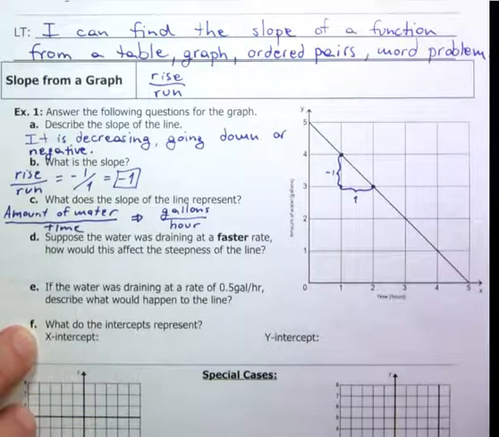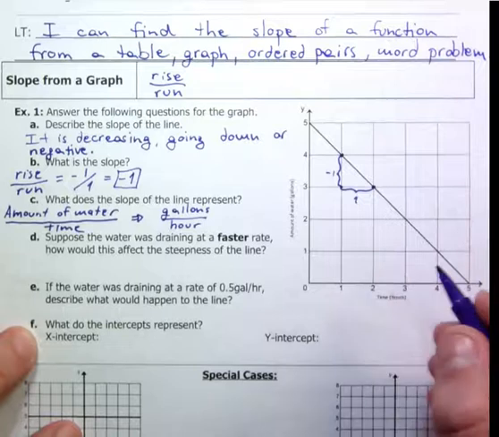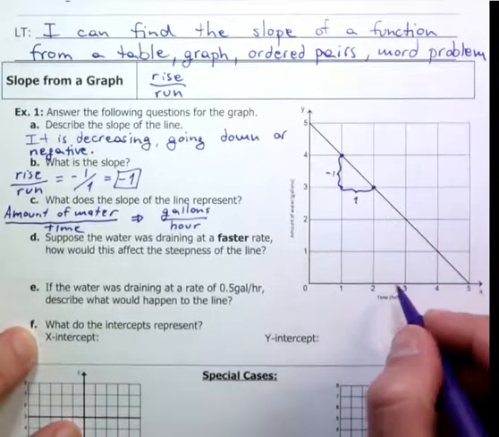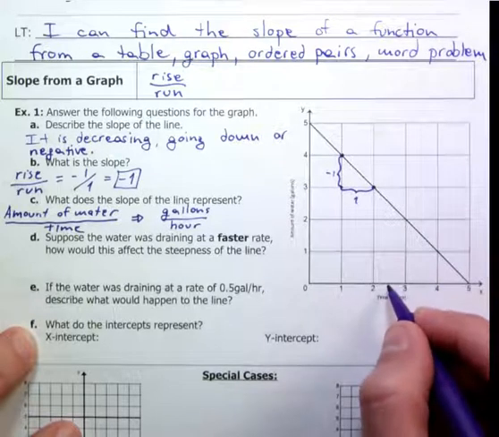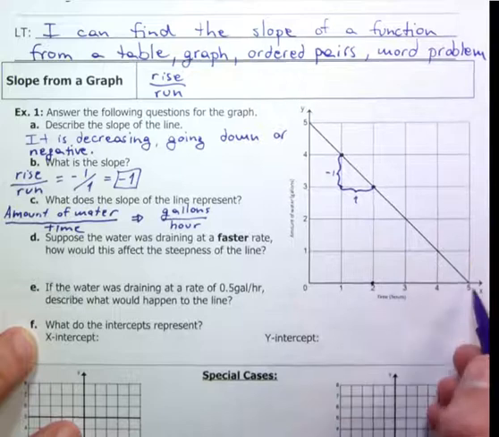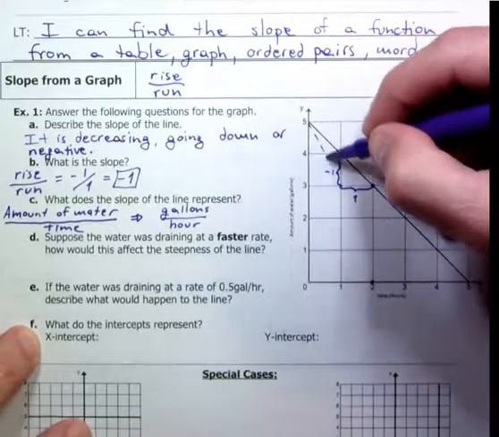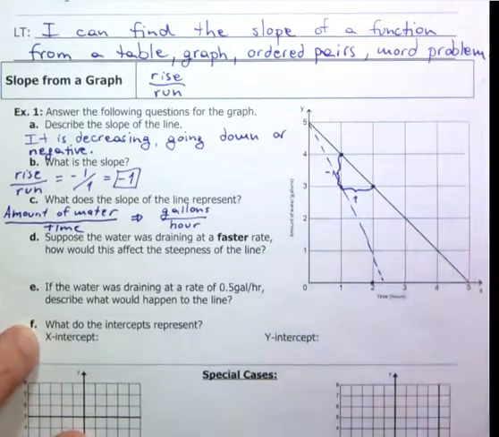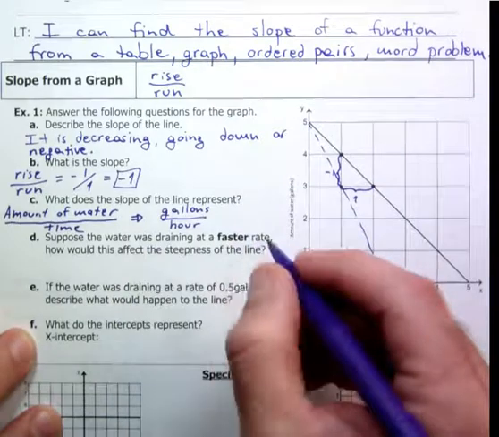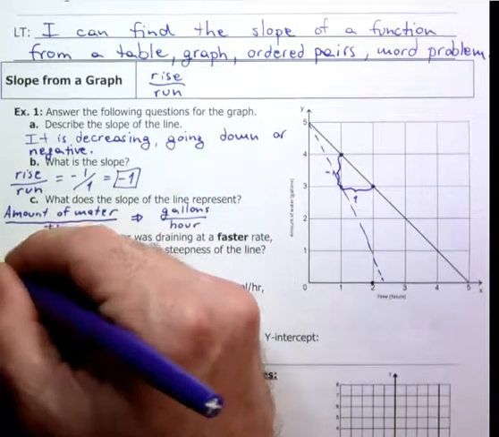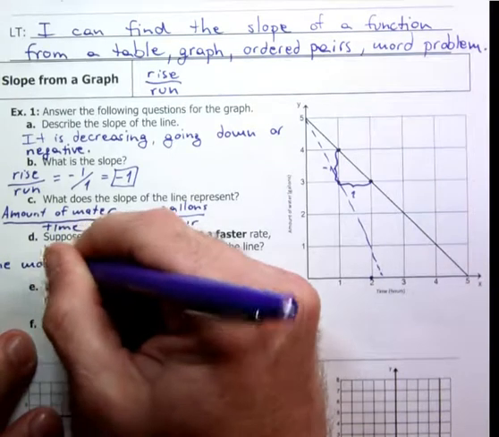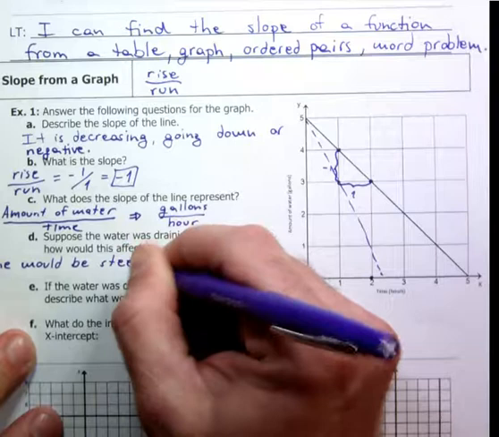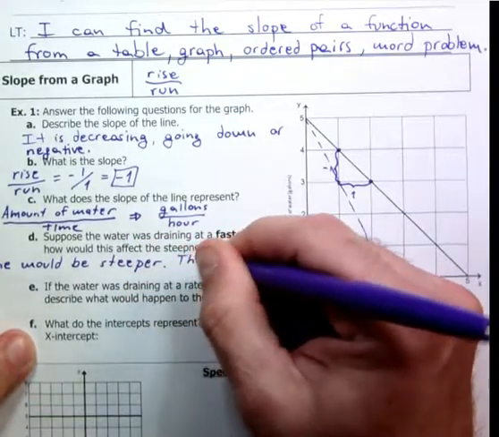Suppose the water was draining at a faster rate. How would this affect the steepness of the line? If the water was draining faster, it would take less time to drain the water. So if I imagine a line that drained faster and took less time, let's say 2 hours instead of 5 hours, how would I describe this line? The line would be steeper. The water would drain faster.